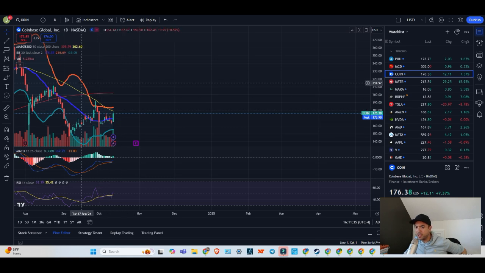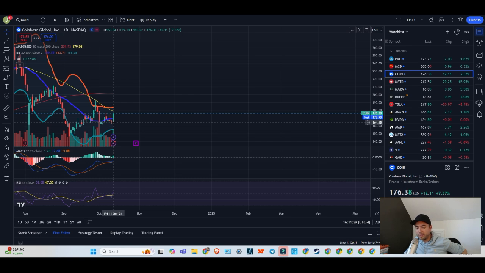So right now, what you're seeing on my screen is a day chart for Coinbase, and you can see today has printed a nice green candle. If you look here on my right, that represents a change of 7% to the upside, and $12 plus in dollar value.